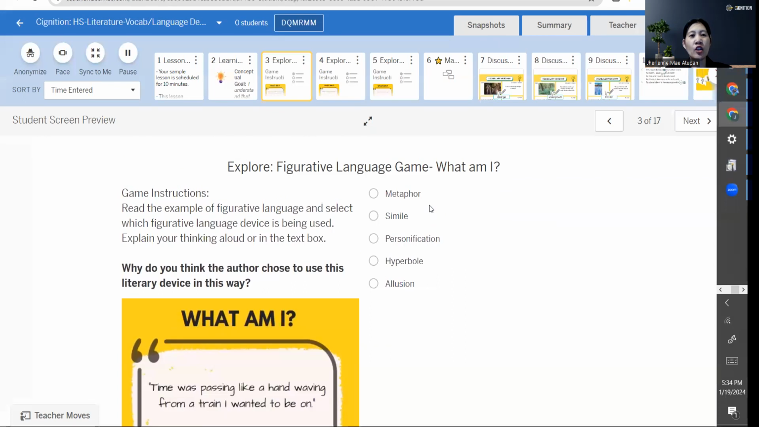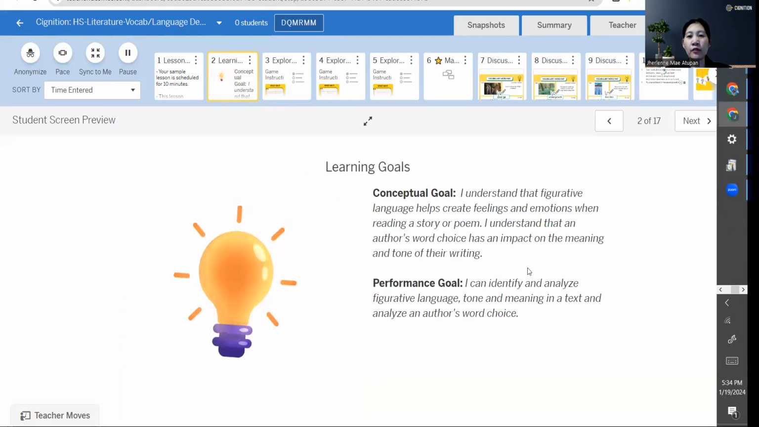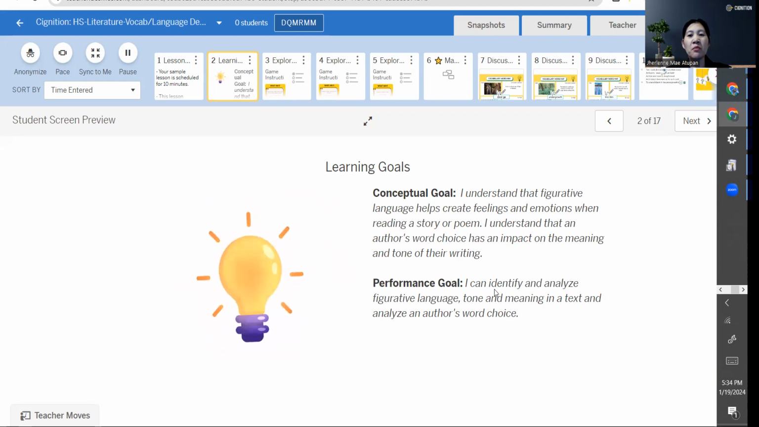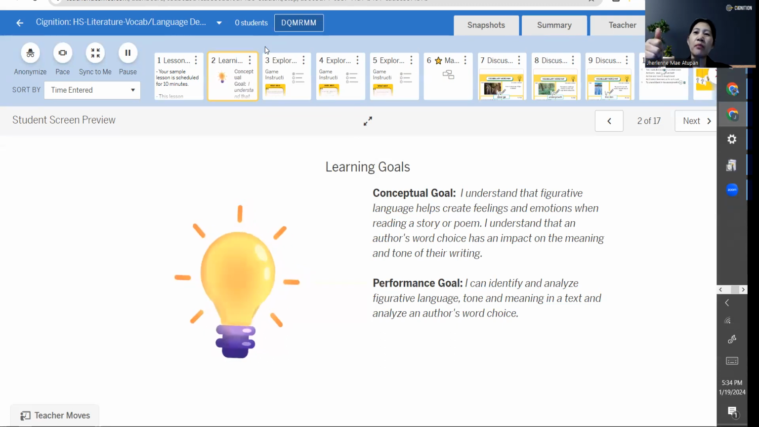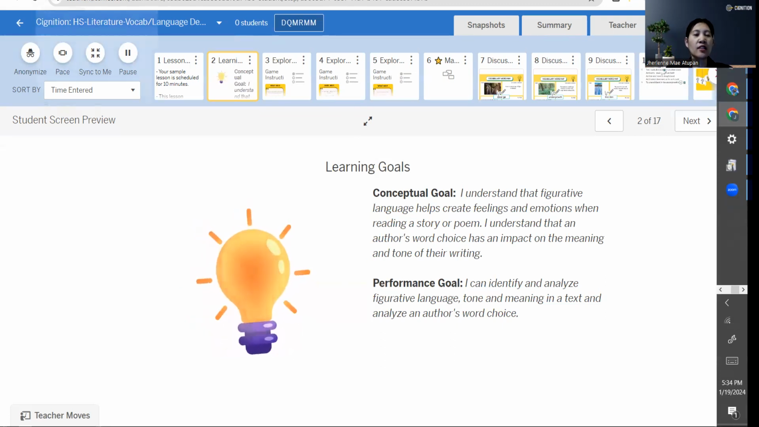We have this figurative language activity here, What Am I. The learning goal for today is for you to identify and analyze figurative language, tone and meaning in a text, and analyze an author's word choice. Are you ready? Thumbs up. If you are ready, yes, let's get started.